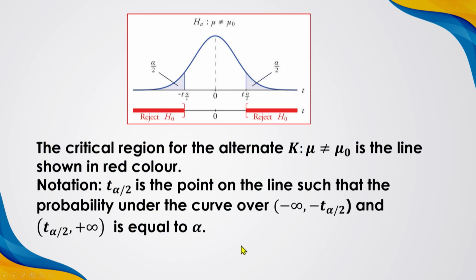When the alternate hypothesis is of not equal to type, the critical region is shown in red color, this one and this one. Notation t_(alpha by 2) is marked here. So, the intervals from minus infinity to minus t_(alpha by 2) and t_(alpha by 2) to plus infinity, two intervals, are considered for rejecting the null hypothesis. Because we want to have only total value alpha, this area is given to be alpha by 2, the right side tail area is alpha by 2. So, the total area is alpha.